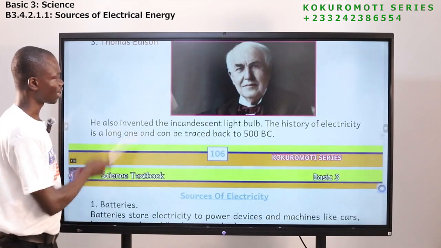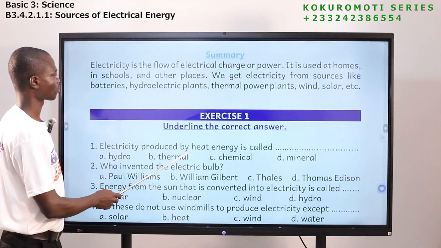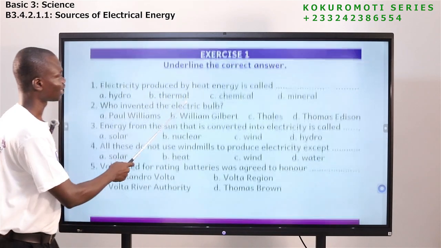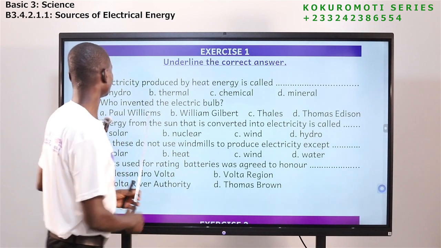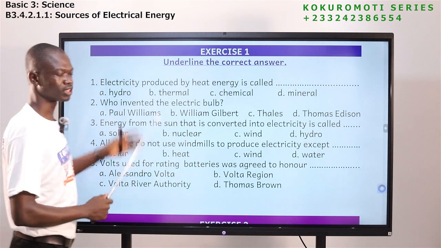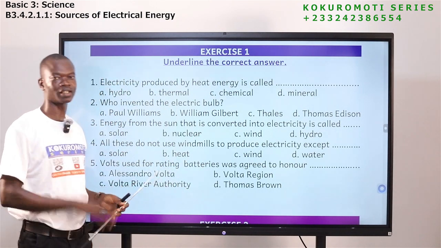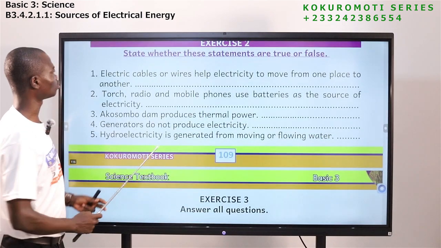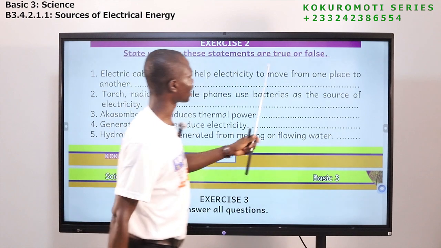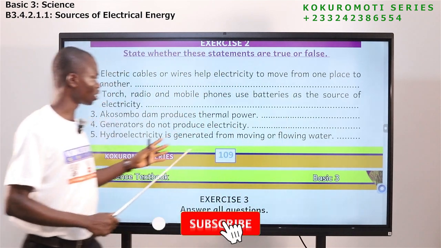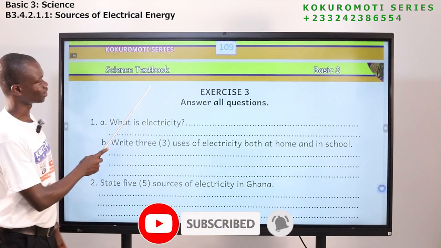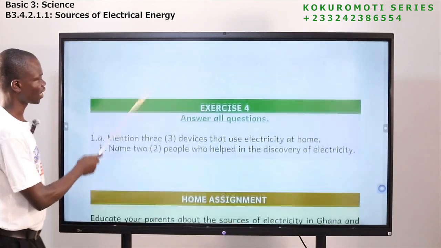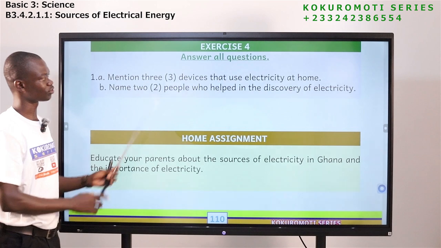So there are exercises here. There are exercises for you. So exercise 1, underline the correct answer. So you take your time, take your book, and then answer all the questions for me. Not only exercise 1, we have exercise 2. State whether these statements are true or false. You are going to answer this one as well. We have exercise 3, and exercise 4 is here.